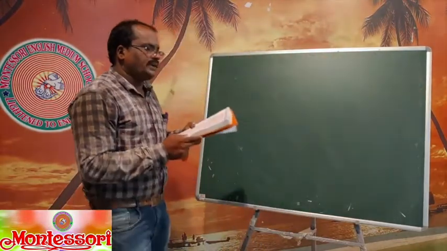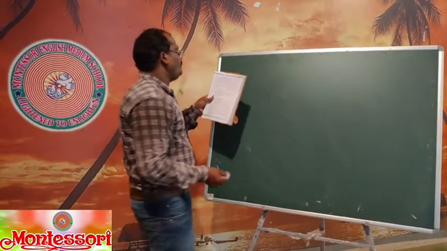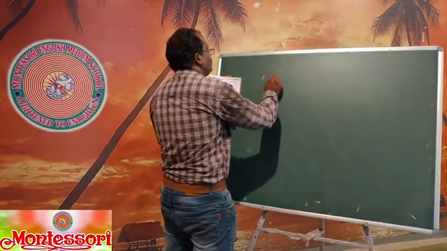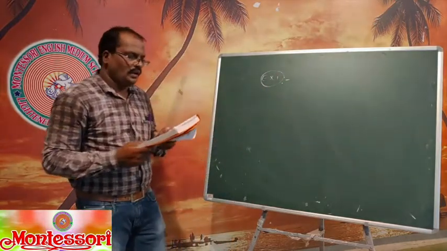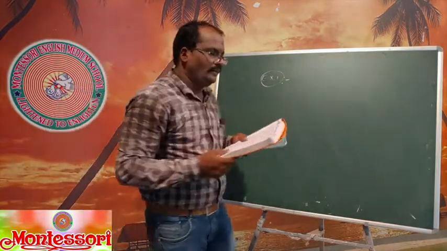All of you open your textbooks, page number 5 and example number 1. Example number 1. What example question is given? Show that every positive even integer is of the form 2q and every positive odd integer is of the form 2q plus 1. This is the question given.